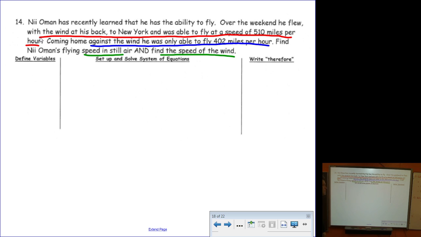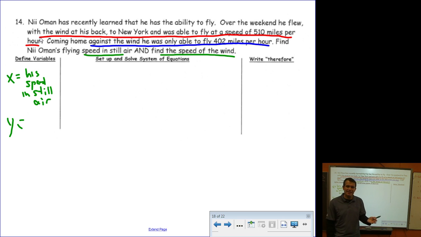Okay, so I'm going to make x equal, right? These are always the same. x is the speed of the object. So x is his speed in still air. And y is always going to be the speed of the force acting on the object. In this case, that's the wind. Speed of the wind.